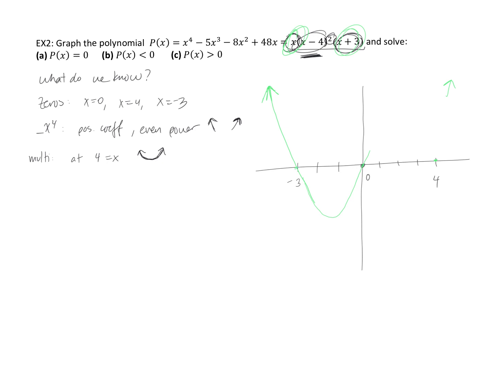But what happens at 4? Well, it's going to bounce. We have a multiplicity of 2. So it'll pass through there, and it'll go up. We don't know how high. Again, it's just a sketch. We don't know how high. And then it'll go ahead, bounce up.